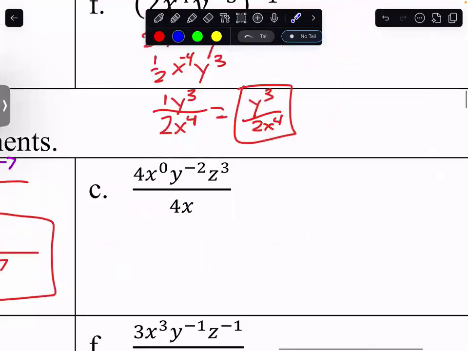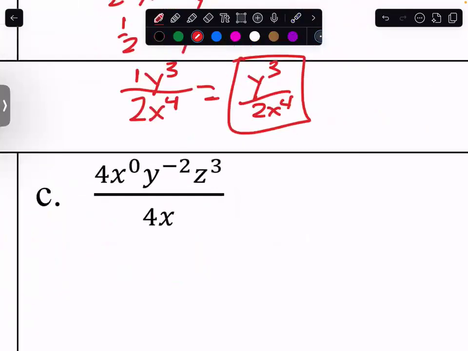So for letter C, 4 divided by 4 is going to be 1, right? And then actually the x to the 0th is also 1. Some of you may have done 0 minus 1 to get x to the negative first. You can, or if you recognize that x to the 0th is just going to be 1, then this x has nothing affecting it. Yeah, so either way, you'll end up with an x in the denominator.